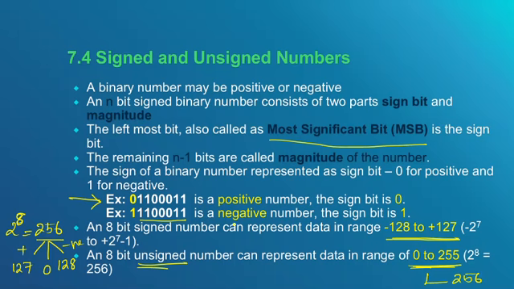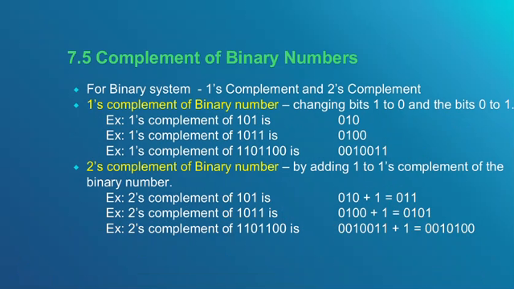Now, how do we handle signed and unsigned numbers in our binary system? We will be using a new term called complement, that is, the complement of binary numbers. The binary system has two complements: one is ones complement, and the other is twos complement. Very simple topic. What is ones complement? Convert each bit 1 to 0 and 0 to 1. That is, in ones complement, 0 will be converted into 1 and 1 will be converted into 0.